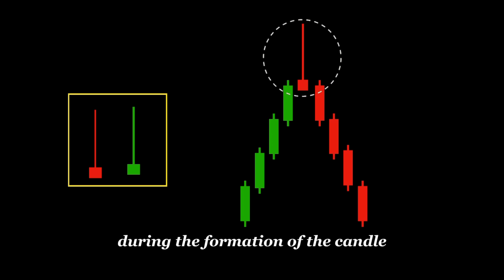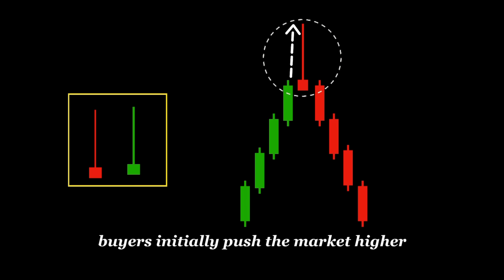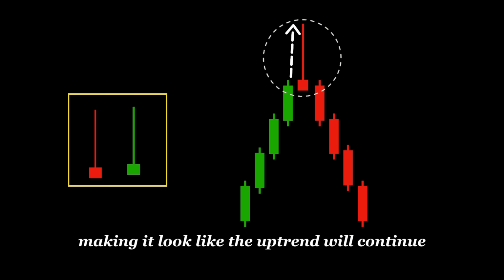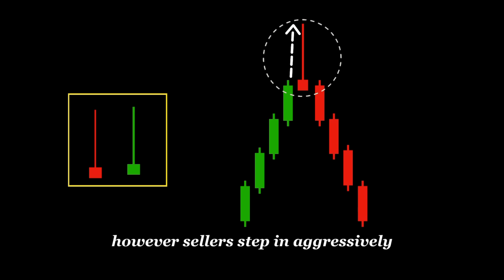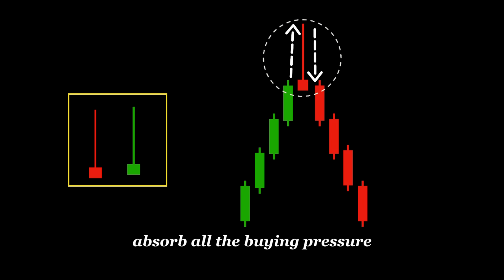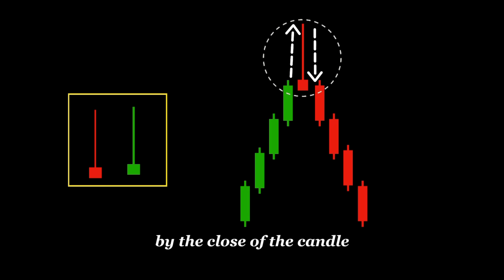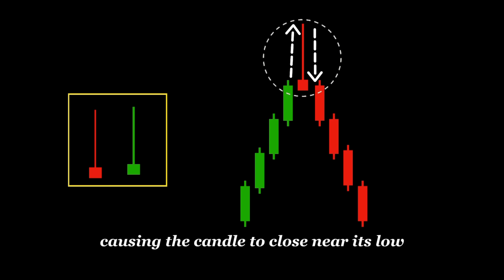During the formation of the candle, buyers initially push the market higher, making it look like the uptrend will continue. However, sellers step in aggressively, absorb all the buying pressure, and push the price back down. By the close of the candle, sellers have taken control, causing the candle to close near its low. Now let's move on to the bullish engulfing pattern.